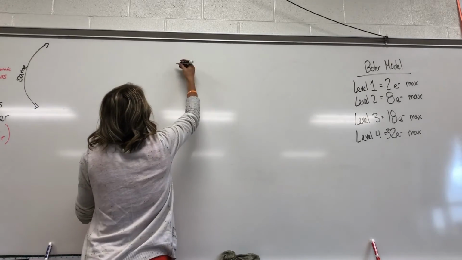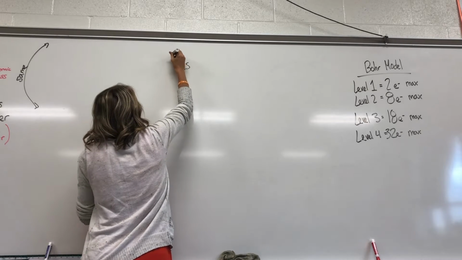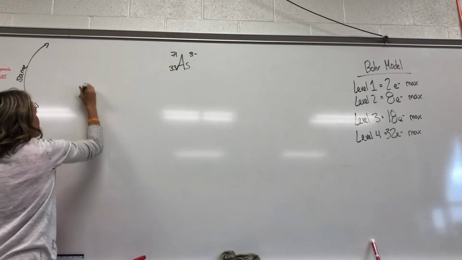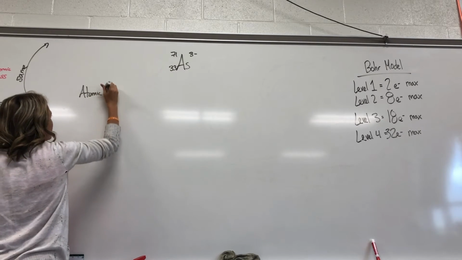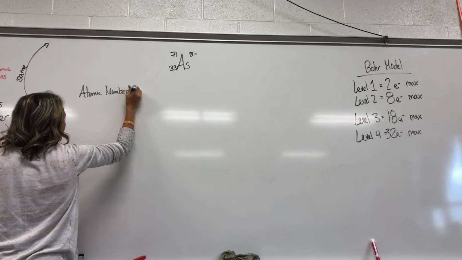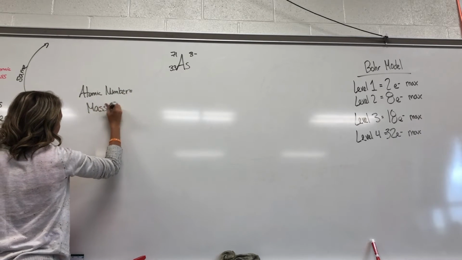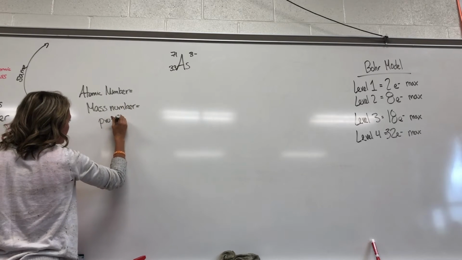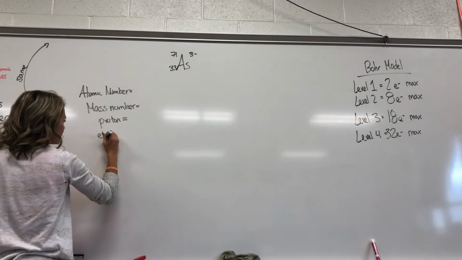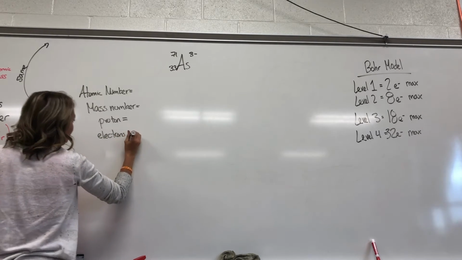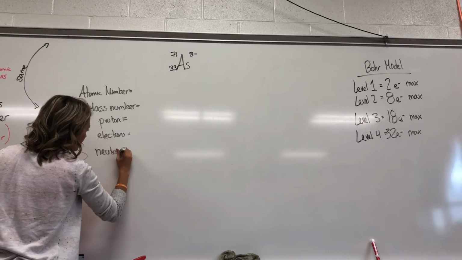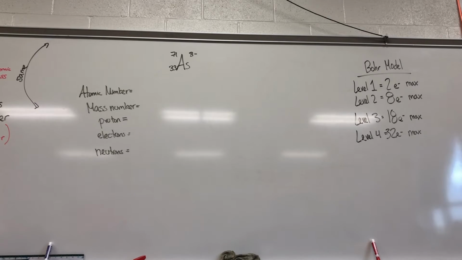Okay, let's do arsenic. So I want you to tell me its atomic number, mass number, proton number, electrons, and neutrons. And you can have a smiley face for everyone you get right. So that's up to 5. Okay, ready, set. You can talk to your table buddy if you want to. Go.